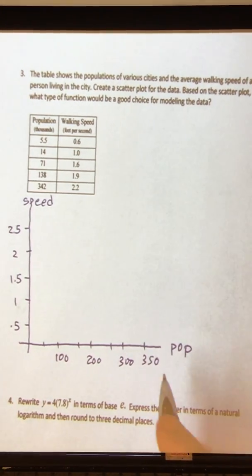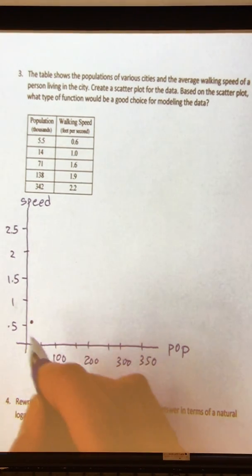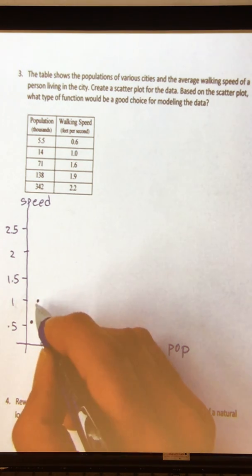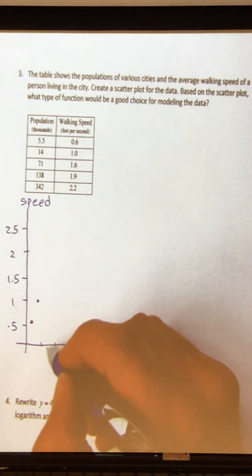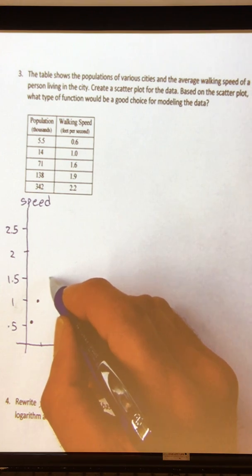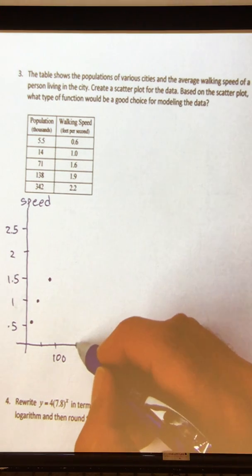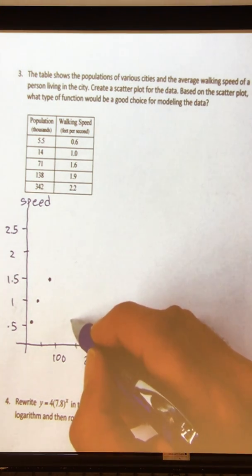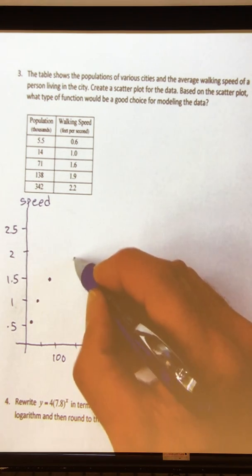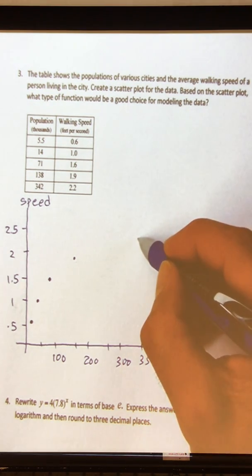Population of 5.5 thousand gives us a walking speed of 0.6, so that's approximately here. And population of 14,000 gives us 1, it's approximately here. And population of 71,000 gives us about 1.6, so about here. And 138,000 gives us a walking speed of about 1.9. And finally, 342,000 population gives us a walking speed of about 2.2.